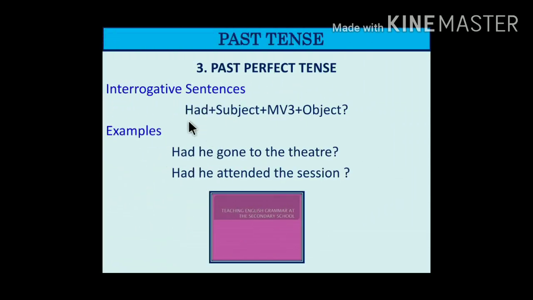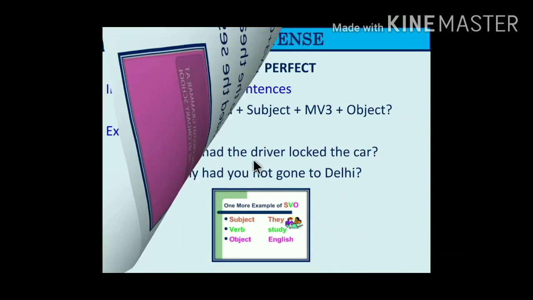The next, past perfect tense, interrogative sentences. Had, subject and third form. Perfect tense means third form of the verb. Again, had he gone to the theater? Had he attended the session?